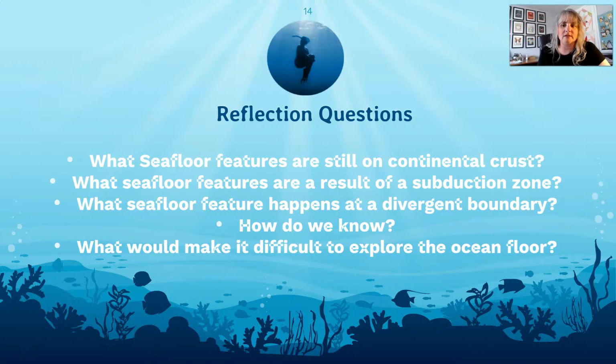All right, reflection questions. What seafloor features are still on the continental crust versus the oceanic crust? What seafloor features happen because of a subduction zone? Maybe you can look back at your notes and look at what seafloor features happen as a result of a subduction zone. What seafloor feature happens at a divergent boundary? How do we know what's at the bottom of the ocean? What technology do we use to see what's on the bottom of the ocean? And I want you to think about, this wasn't really in the notes, why would it be difficult for humans to explore the ocean floor? Tell me some things, or think about some things that would make ocean exploration difficult for humans.